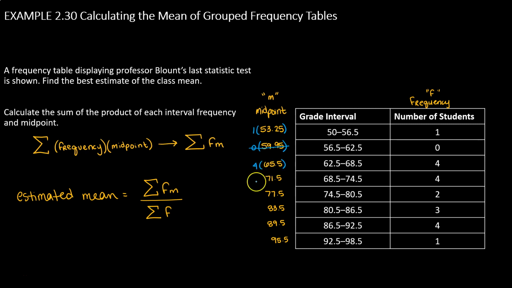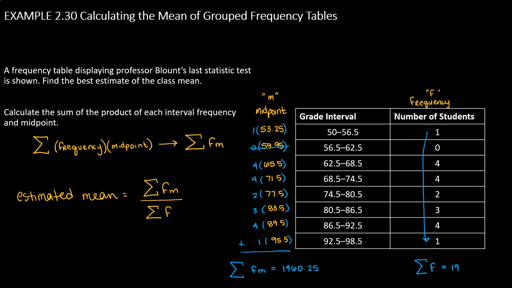4 for the frequency here, another 4, 2, 3, 4, and 1. We'll find each of these products and then we'll add them all together, and that result will give us the sum of the frequencies times the midpoint. Next, we'll need to add up all of our frequencies to figure out what the sum of the frequency is. We can just add down our frequency column here to find the sum of all of our frequencies.